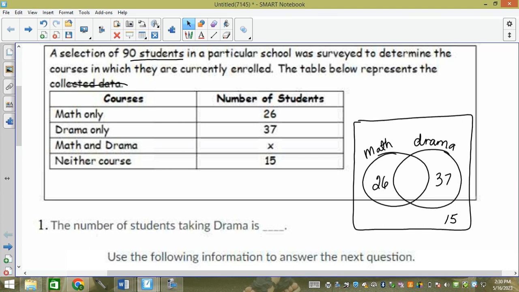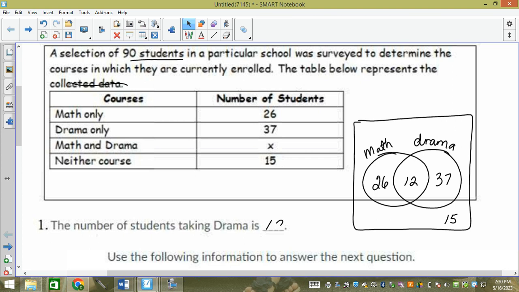Adding them up and subtracting from 90 because they gave me onlys, right? They didn't say math, which would be the whole circle, and drama, which would be the whole circle, and then I'd add them up and subtract from 90, right? This time I'm going to add them up. So I get 26 and 37 is 63 plus 15 is 78, and I need 90. So how many are in the middle? 12.